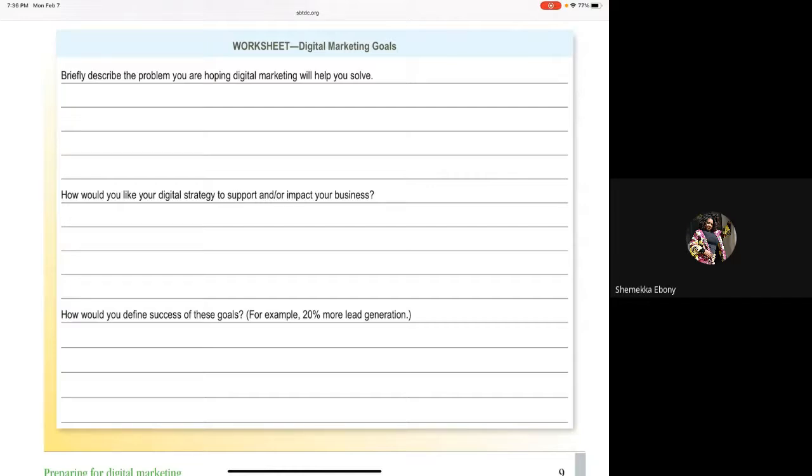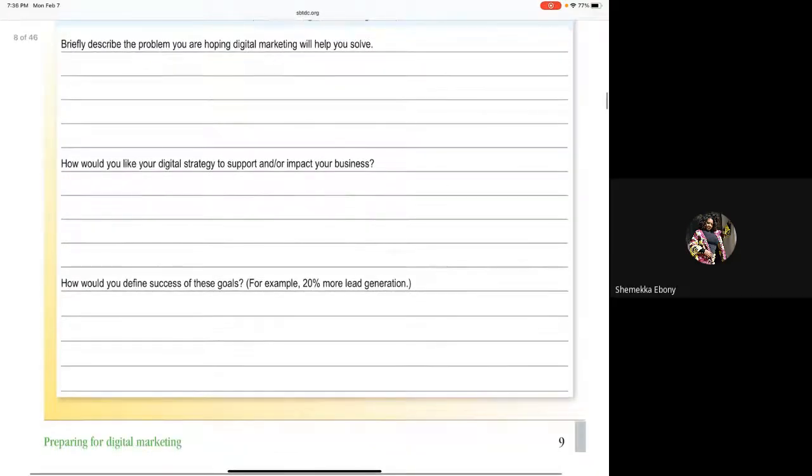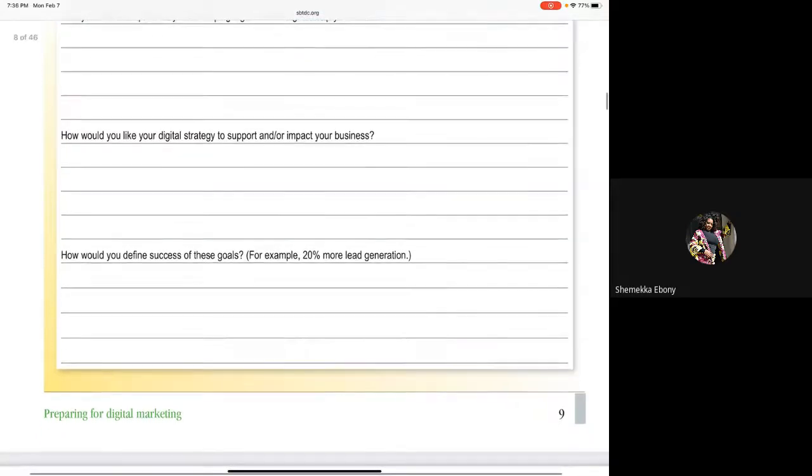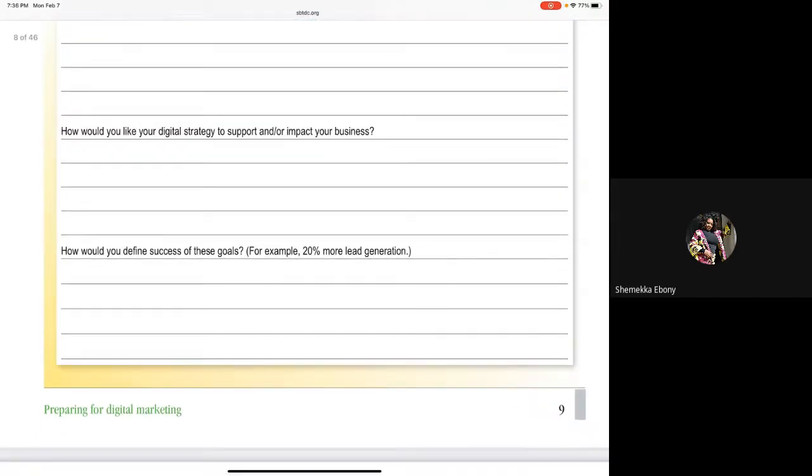If your problem is internal and you need more leads, then your digital marketing needs to drive you to that. If you need more people to buy your product online, then your digital marketing needs to do that and guide to that. And then it's like asking, what does that look like? How does your digital strategy support and or impact your business? This is the vision casting part. This is what you want it to do. And then you're going to work backwards and see what will get you there.